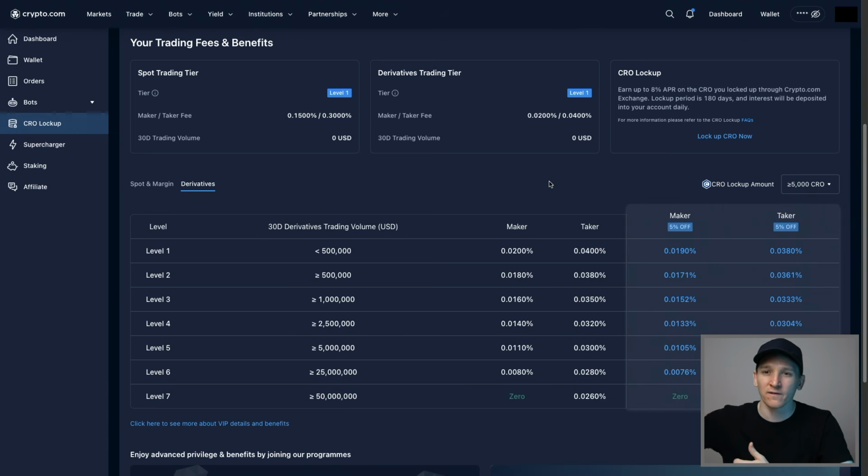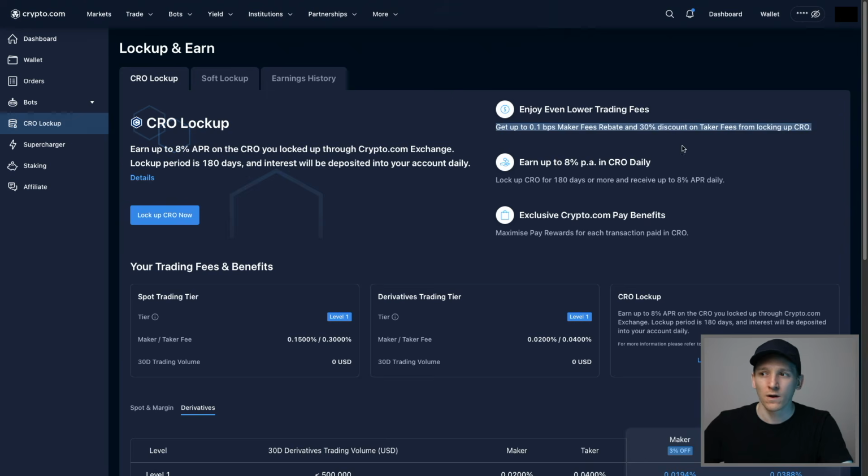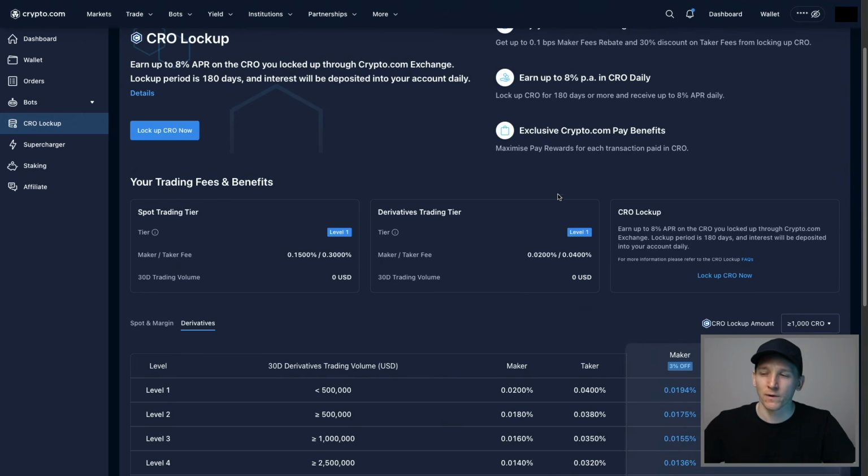It is a risk asset, so it can go up and down as well. Just to save a little bit of fees, maybe not worth it, but it's up to you. You can also stake it for apparently 8% a year. So it's up to you if you want to try and reduce fees. It's all up to how much you're trading.